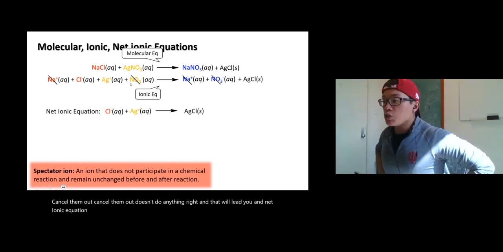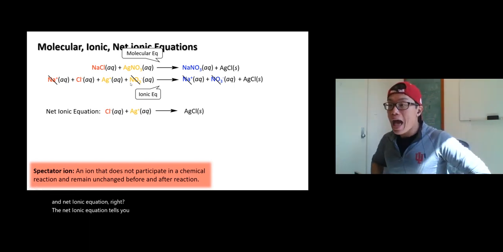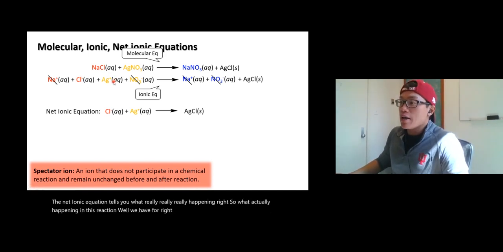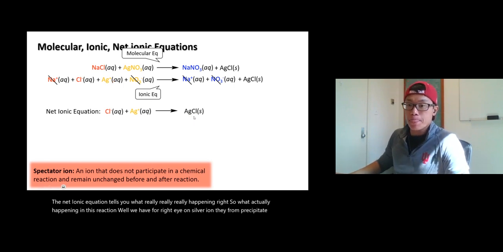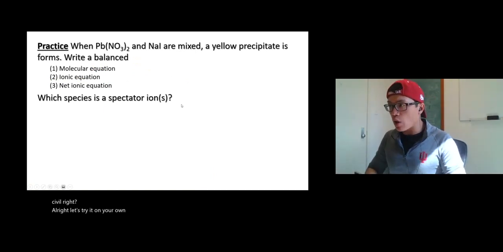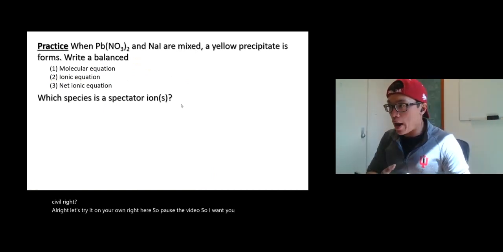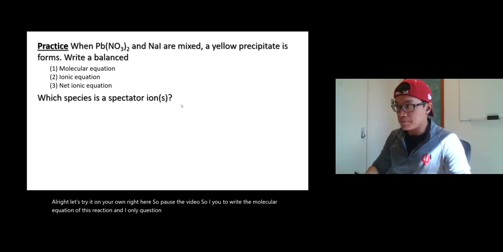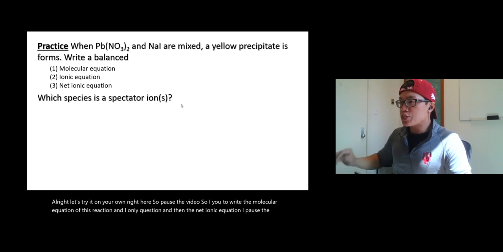The net ionic equation tells you what is really happening. What actually happens in this reaction? We have chloride ion and silver ion, and they form the precipitate silver chloride. All right, let's try it on your own. Pause the video. I want you to write the molecular equation of this reaction, an ionic equation, and then the net ionic equation. I pause the video right here, and then check with me.